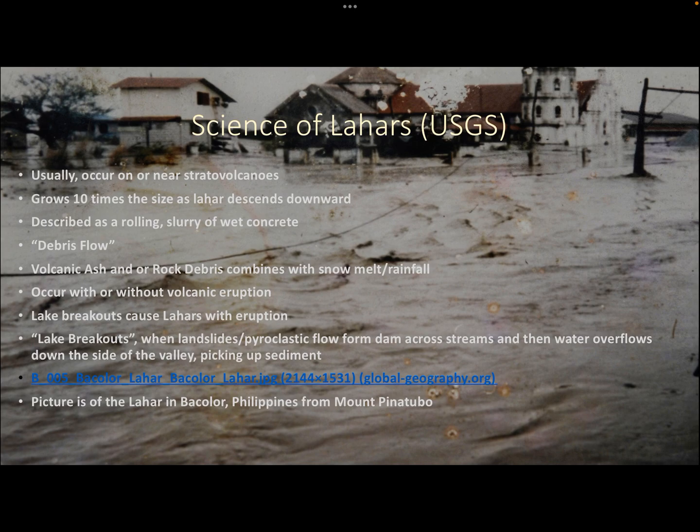According to USGS, these lahars are occurring commonly at stratovolcanoes because they have the huge ash columns that are creating extra debris material for the water to use to create that lahar. So it's giving it the materials. This is very problematic. They can grow 10 times their size as they go down slope, wiping out anything. It's been said to appear as concrete that's being poured, as we've seen in construction sites. That's what they describe it as.